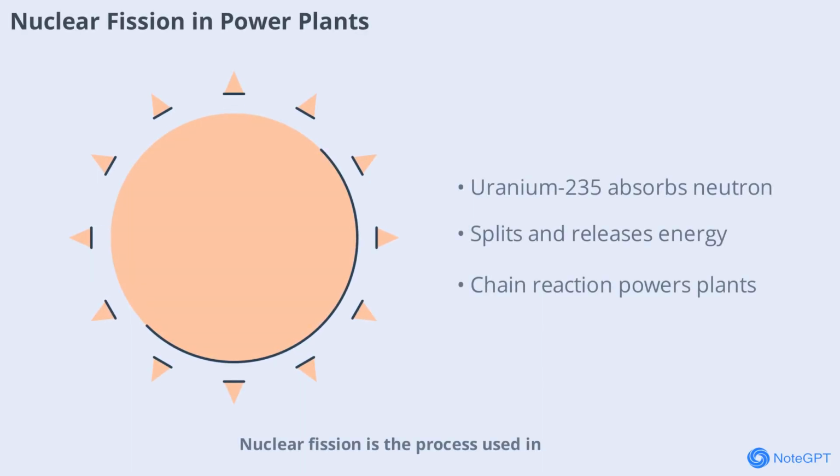Nuclear fission is the process used in most nuclear power plants to generate electricity. When a heavy nucleus like uranium-235 absorbs a neutron, it splits into smaller nuclei, releasing energy and more neutrons. These neutrons can trigger further fission reactions, creating a chain reaction. Controlling this process allows us to harness nuclear energy for power generation.